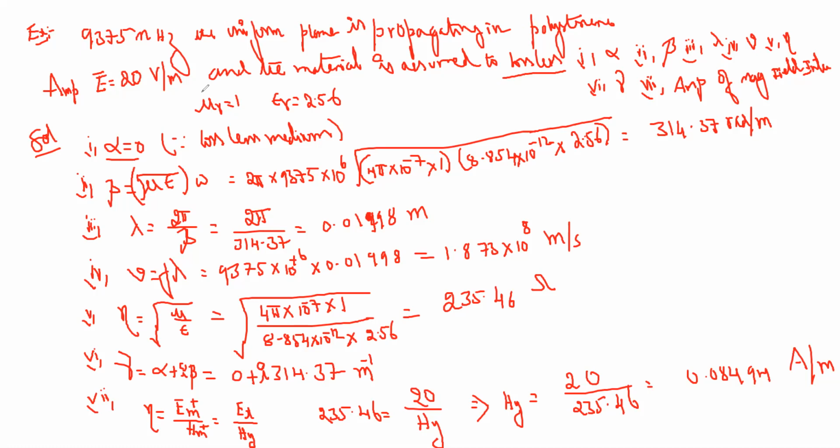Now coming to the next example. This is another example, the third example in the fifth unit. An electromagnetic wave in free space has a wavelength. Free space they're asking means epsilon r is equal to 1. For the electromagnetic wave in free space, the wavelength lambda is equal to 0.20 meters.